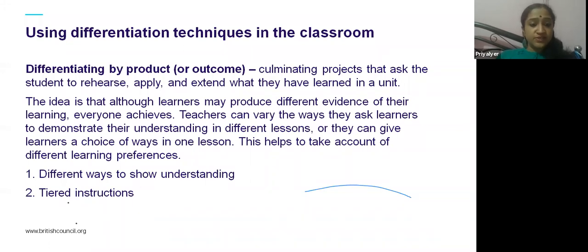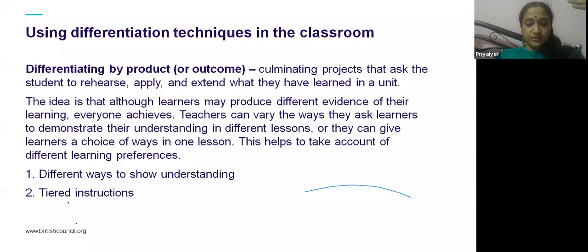And you could use tiered instructions. I'm going to type something in the chat box for you. It's a set of instructions that I've typed. You're going to write an email inviting your friend to your birthday party. You must say when, where, and what time the party is. You can describe the food and drink and entertainment if you want to.